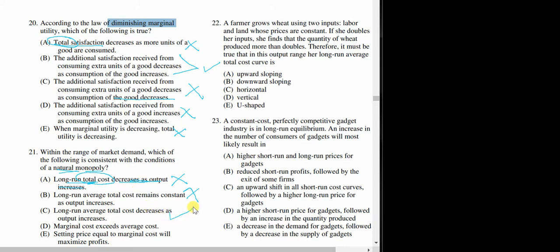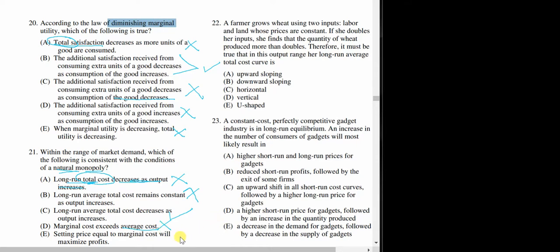Let's look at the other choices. Marginal cost exceeds average cost. That's not necessarily the case with a natural monopoly. In fact, we'd expect it to be otherwise. We'd expect the marginal cost to always be less than the average cost, because the cost of adding one additional customer is just your variable cost, whereas the total average cost includes the fixed cost. So we'd expect the opposite of that to be true. And finally, setting price equal to marginal cost will maximize profits.